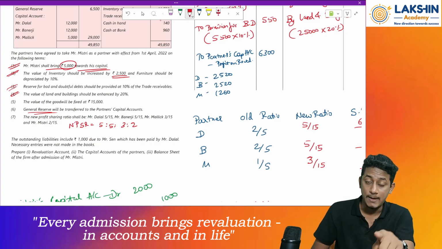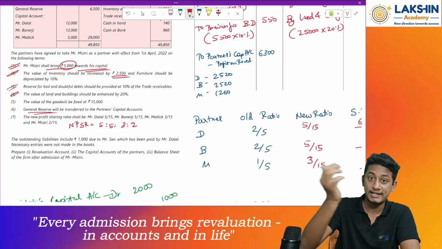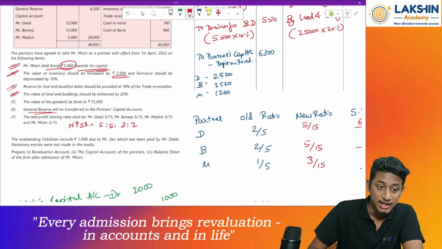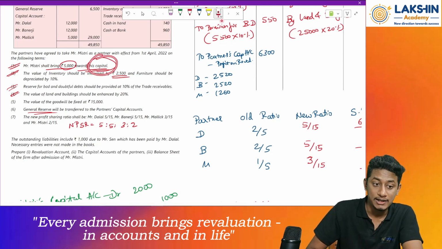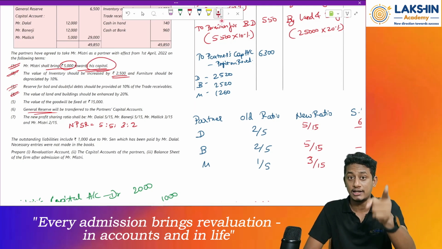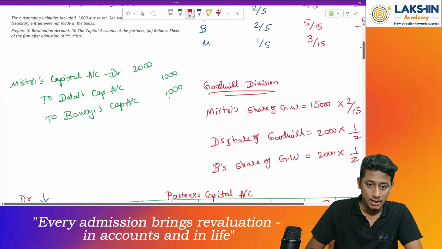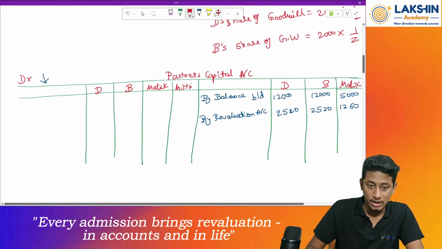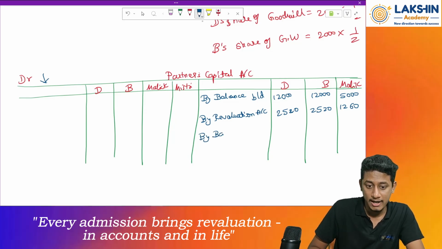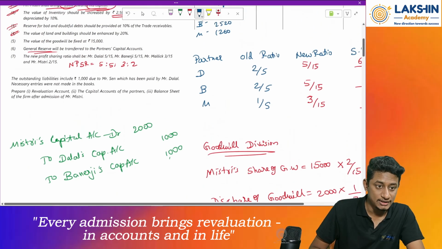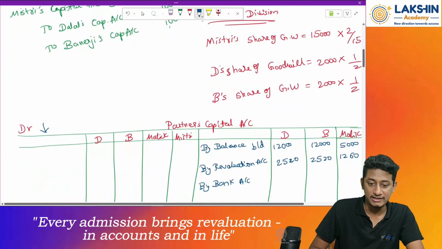Whereas partner's capital account will be created. Why? Because he is bringing in capital towards what? Towards his capital. And whenever capital increases, we will credit the account. So I will credit partner's capital account, on the credit side, by bank account. Rupees, how much? Sorry, rupees 5,000. Rupees 5,000.